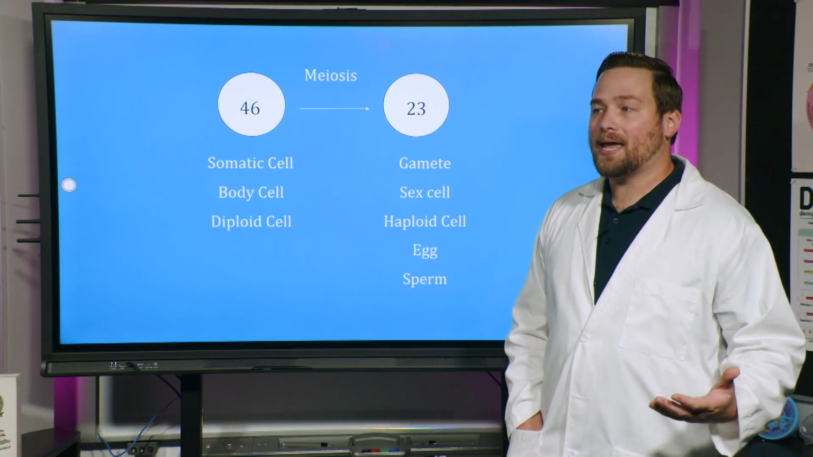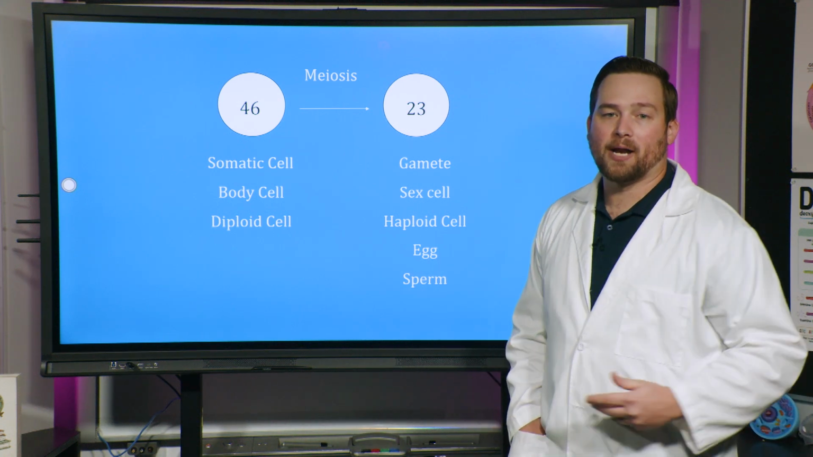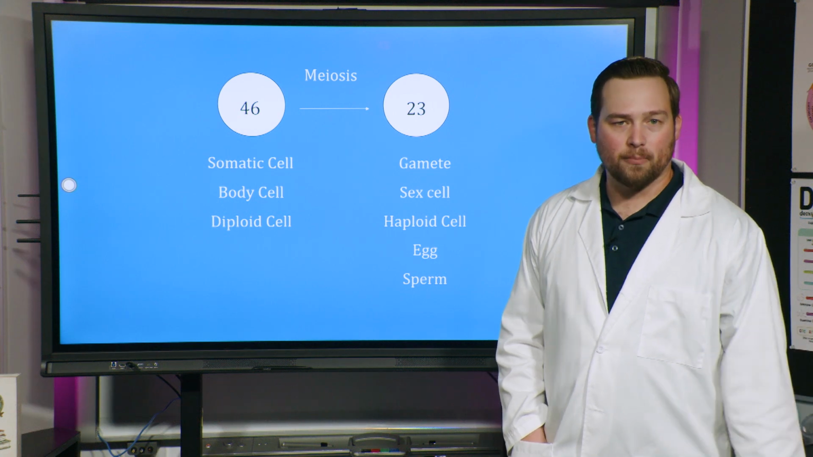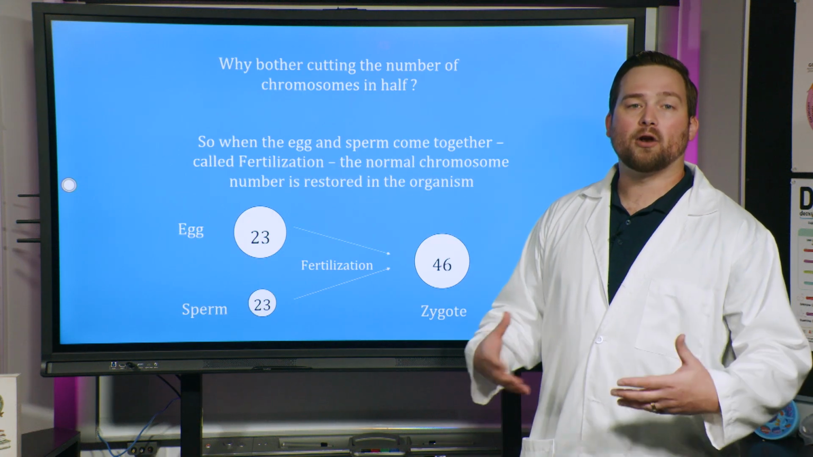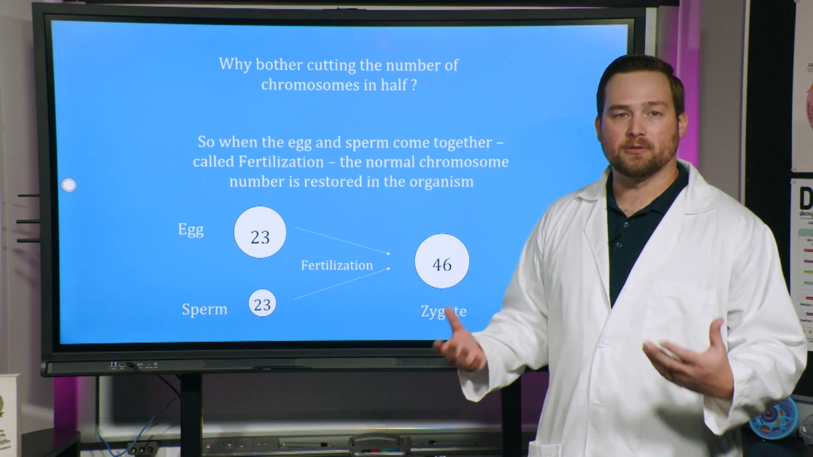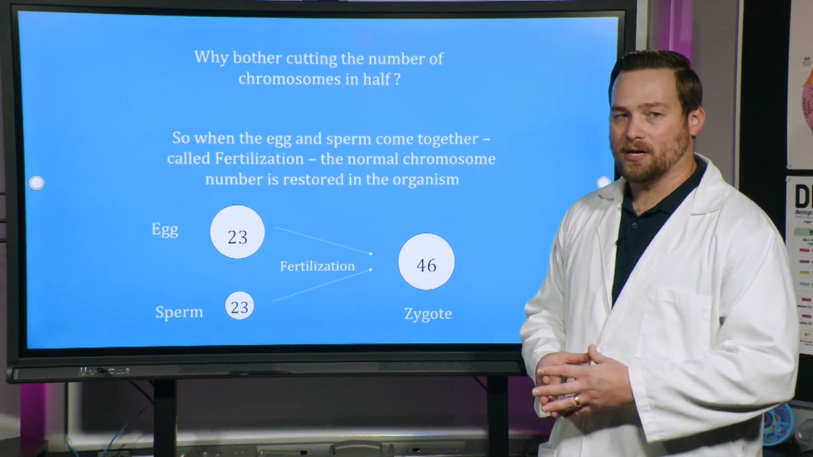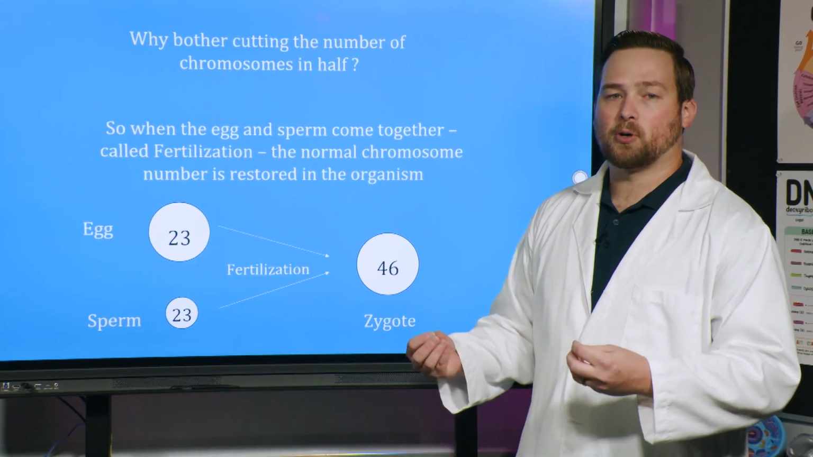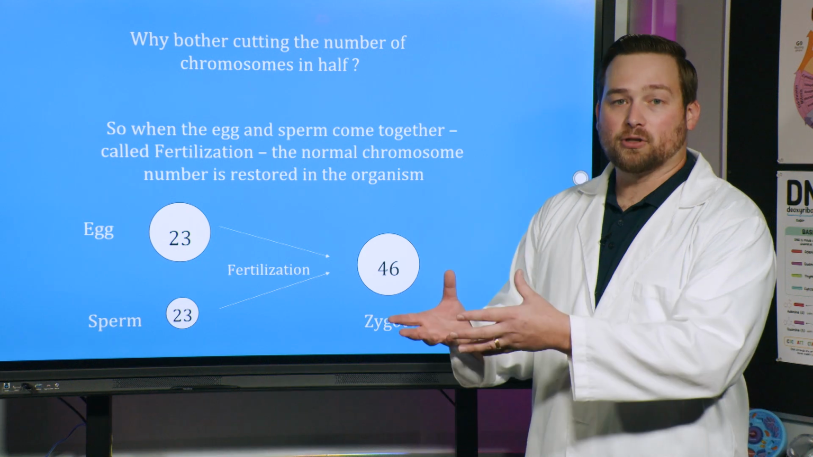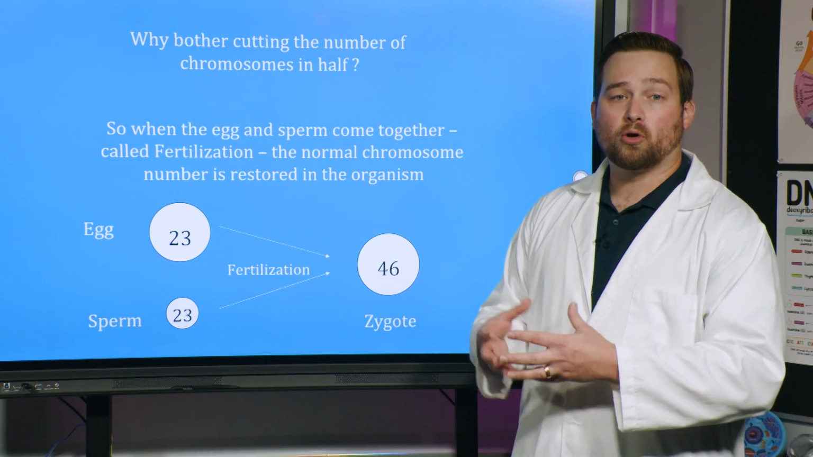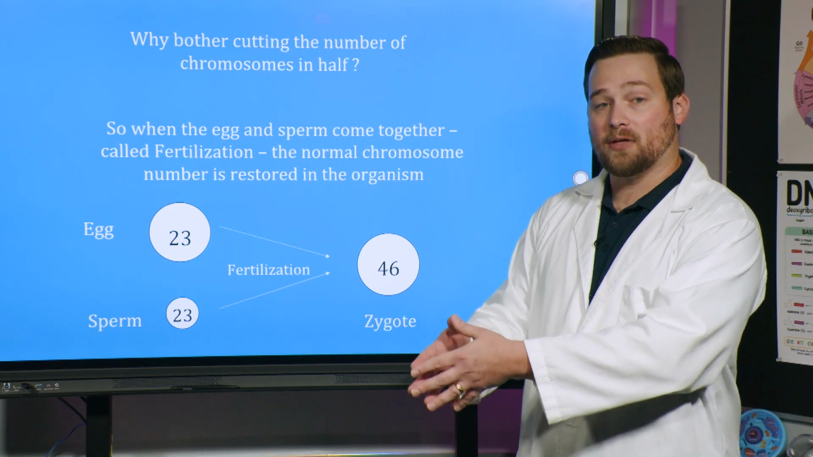Okay, so why are your sperm and egg cells like that? Why do they have fewer chromosomes than they're supposed to? Why do we bother cutting the number of chromosomes in half? Well, the reason is that when the egg and the sperm come together, that is called fertilization, the normal chromosome number is restored in the organism.